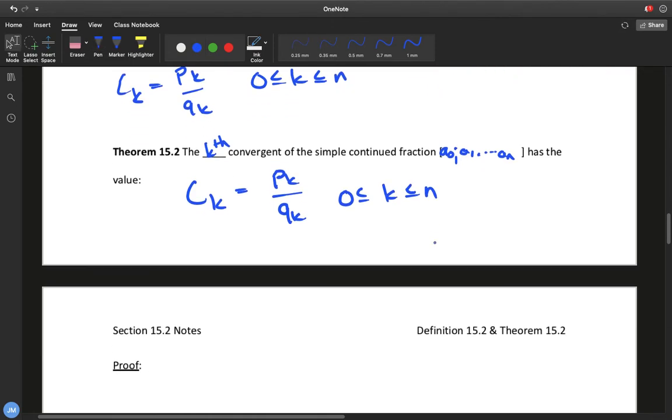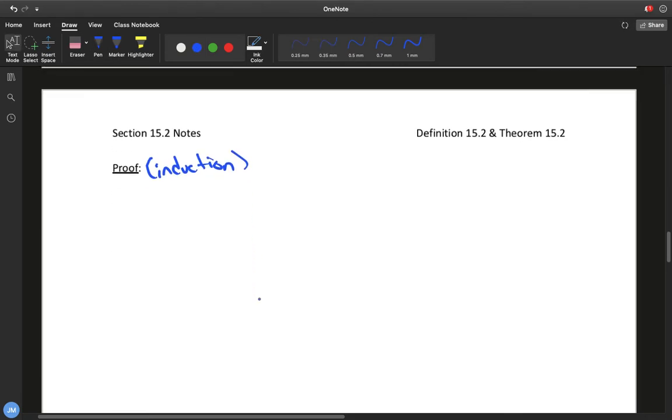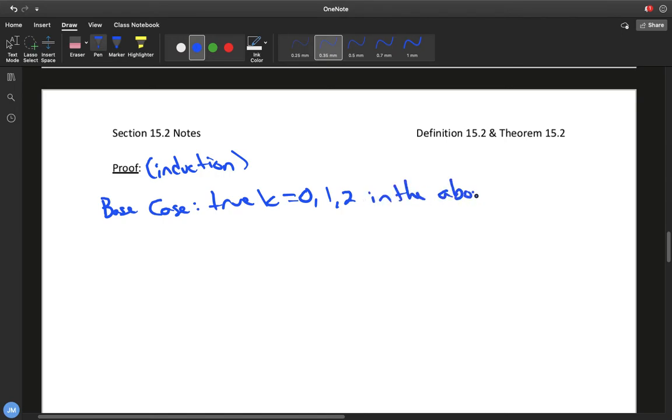Okay, so let's go ahead and prove this. And this is going to be a proof that's done by induction. So in our induction proof, the base case actually isn't too bad. We've already shown that it's true for the values of k equals 0, 1, and 2 in the above example. So those can suffice for our base case. Then we can go to our induction hypothesis.